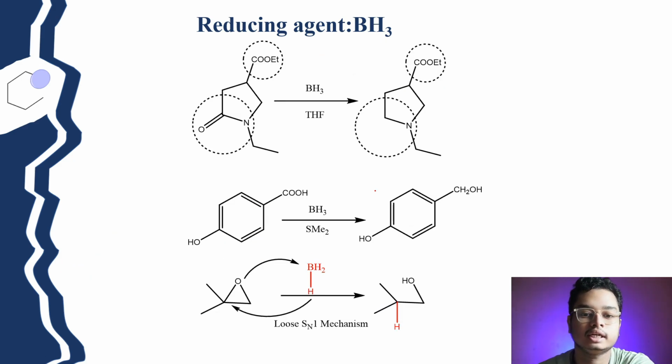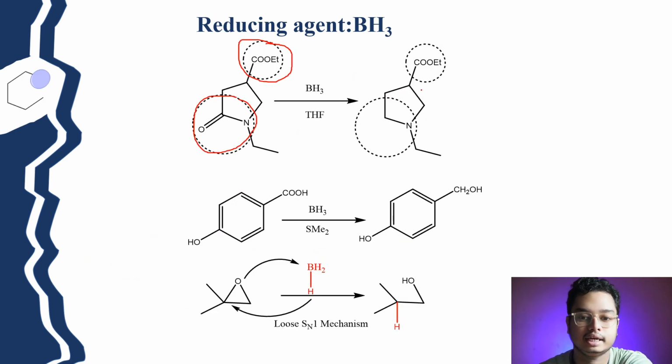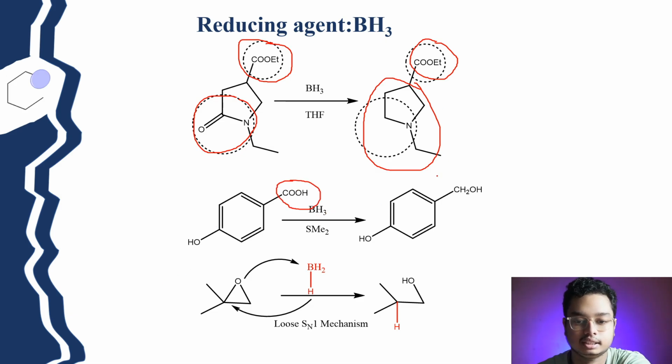Okay, so let us understand with some examples. Here you can see that an ester group is there and an amide is there. Now, as per the priority order of BH3, the amide group is reduced in preference to esters. So in this particular reaction, amides are reduced to their corresponding amines, but the ester group remains intact. Similarly, this one has the acid, so in presence of BH3, the acid will be reduced to the corresponding alcohol.